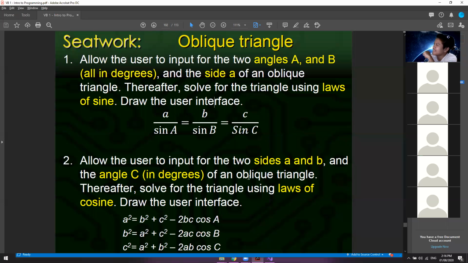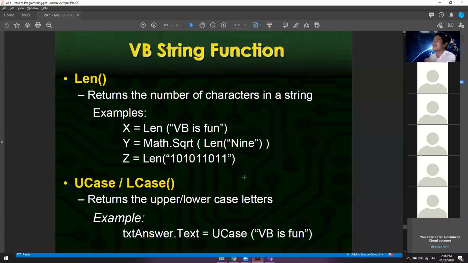Alright, so silence means none. Okay, so let's proceed. We will do string functions. We have the string functions len, UCase, and LCase. In this function, len will return the number of characters in a string. Basically, it just counts the characters inside the double quotation marks.